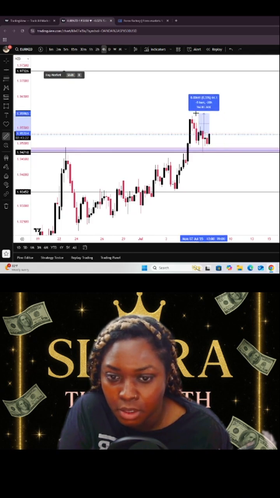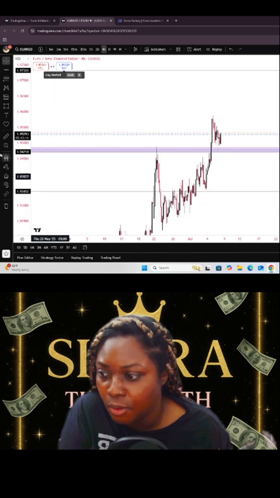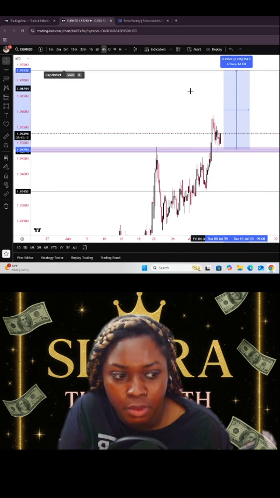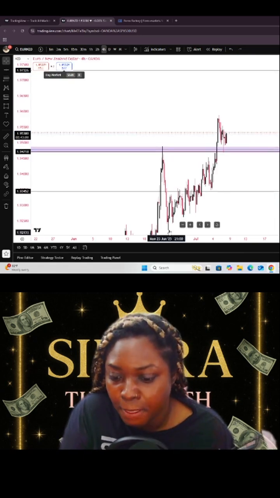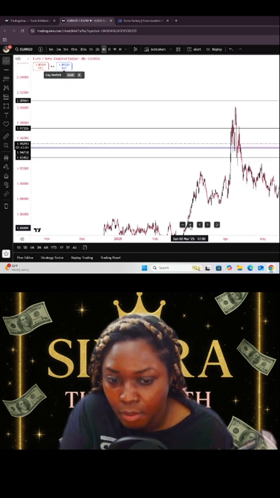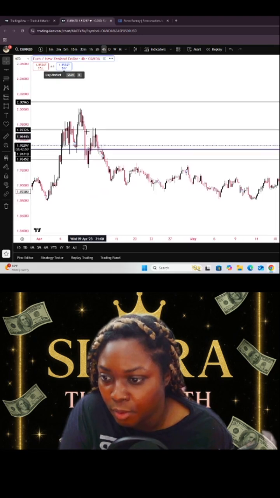What's TP? 56. It'd be a 1-to-1. Don't really care for a 1-to-1. This zone needs to be broken down. It's 200 and something pips. Let's see. I'm gonna come over here again on my 4-hour, and I see a fair value gap right here.